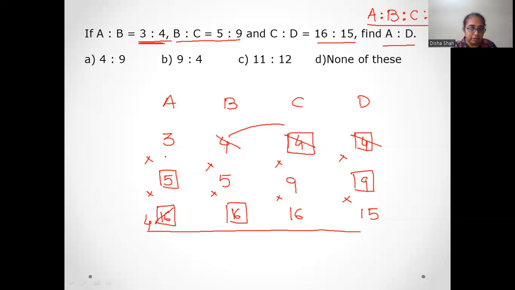So what is A? A is nothing but 3 into 5 is 15, 15 into 4 is 60. B is 5 into 16 which is 80. C is 16 into 9, which is equal to 144, and D is 15 into 9, which is 135. तो ये आपका रेशियो होगा.